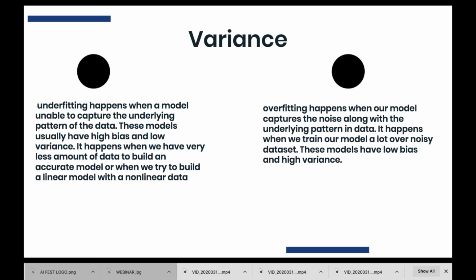Now overfitting happens when our model captures a lot of noise along with the underlying pattern in the data. It happens when we train our model with a very noisy data set. This model will have low bias and high variance.